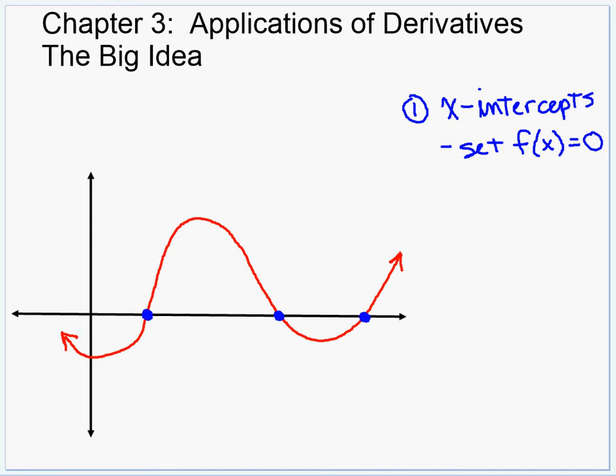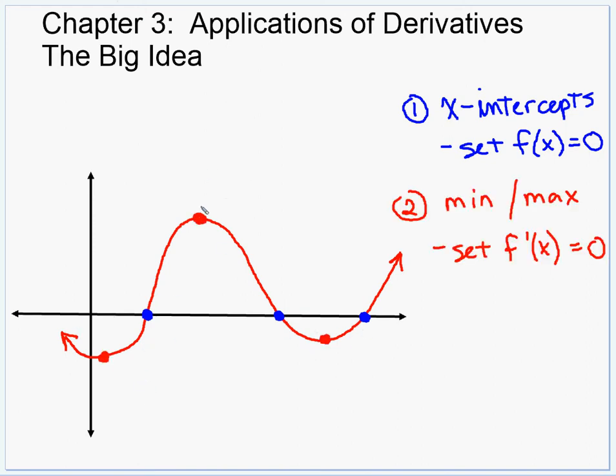Okay, what's next? Notice I put the red dots here on the peaks and in the valleys, the highs and the lows. Those are minimum and maximum values. How do you find them? Well, at those points, the tangent line would be horizontal. Tangent lines have slope 0 if they're horizontal. So to find the mins and maxes, you set the derivative equal to 0.